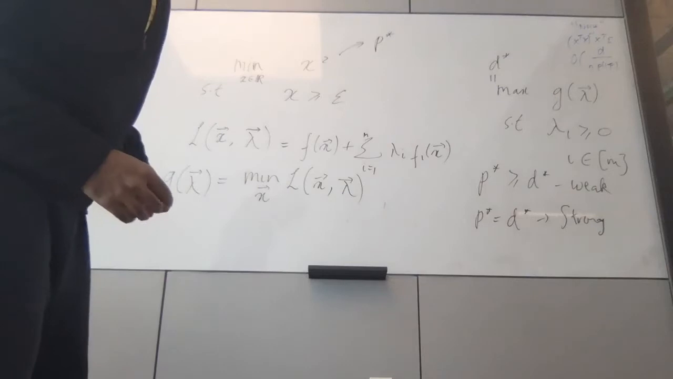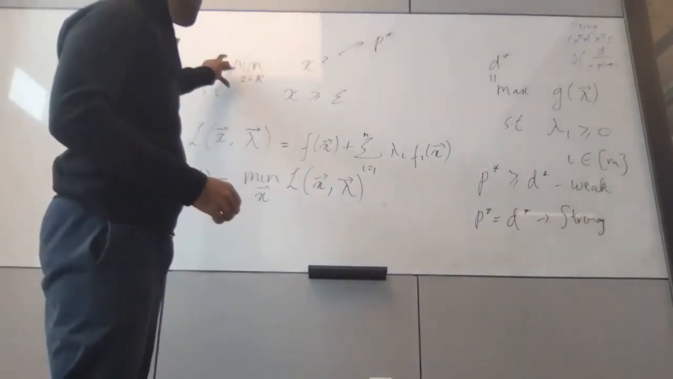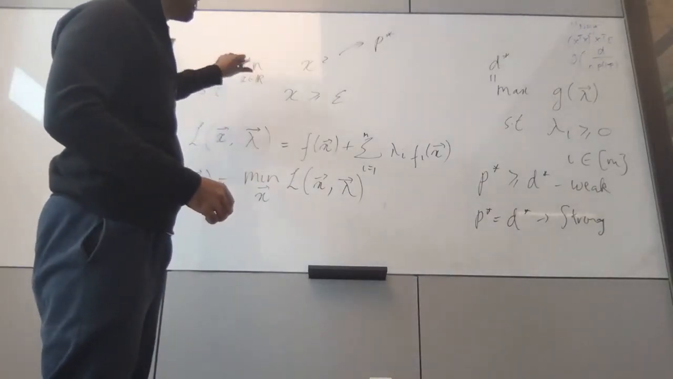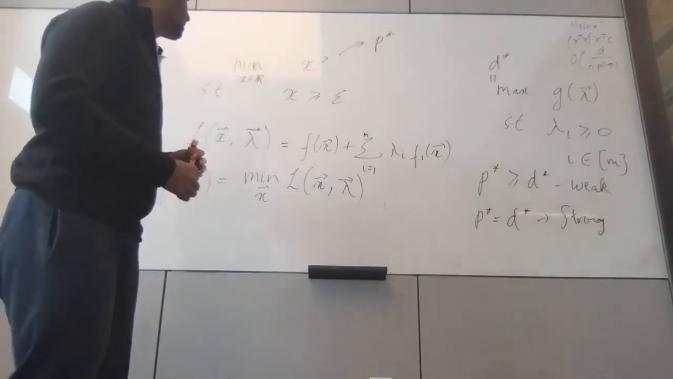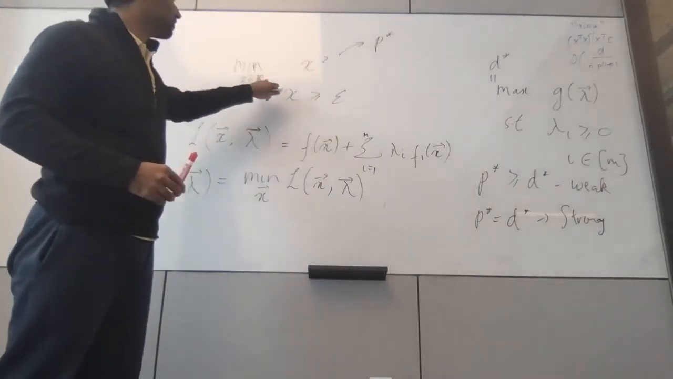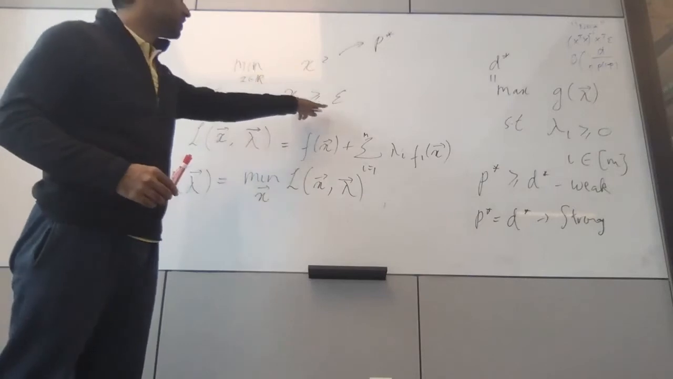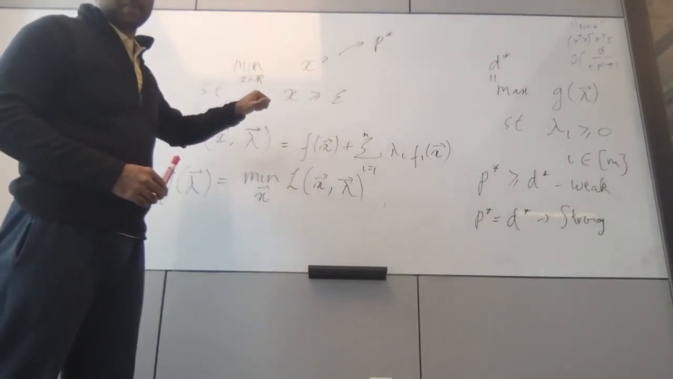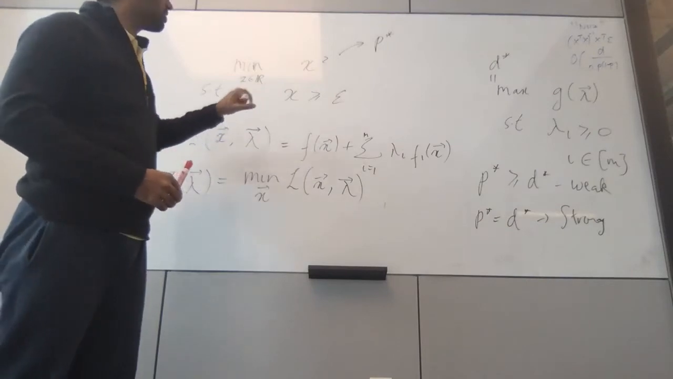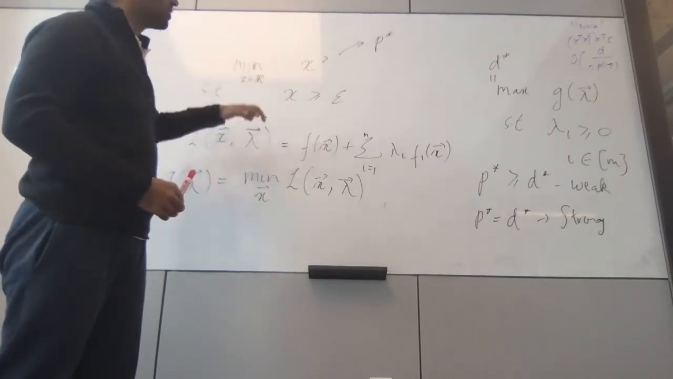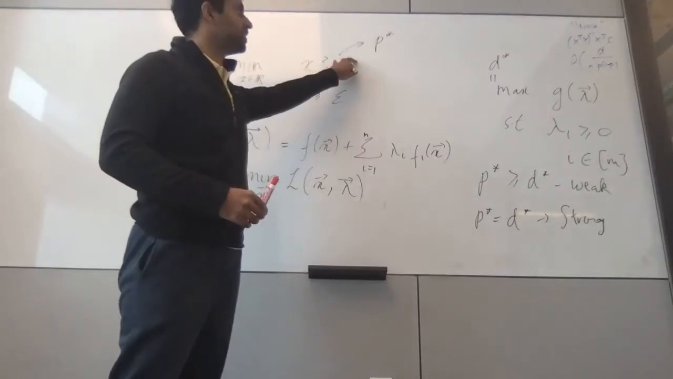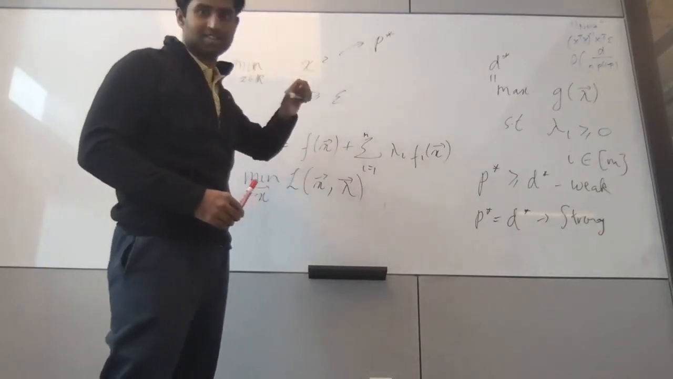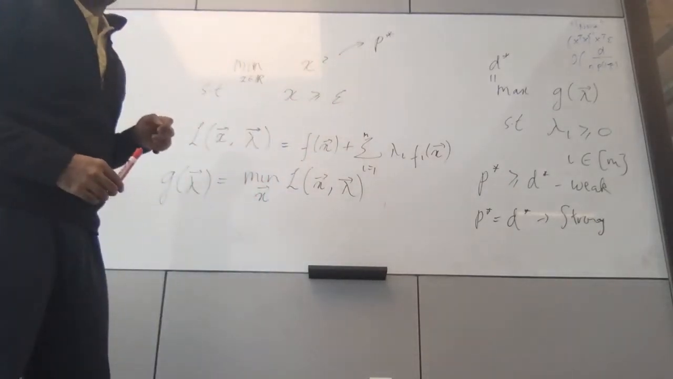So the first part is to simply compute the optimum of this optimization problem. You want to minimize x squared, where x is simply a real number, subject to the constraint that x is greater than or equal to epsilon. This is a convex optimization problem. Its optimal value is p star. You're supposed to find out what p star is. Okay, got it.